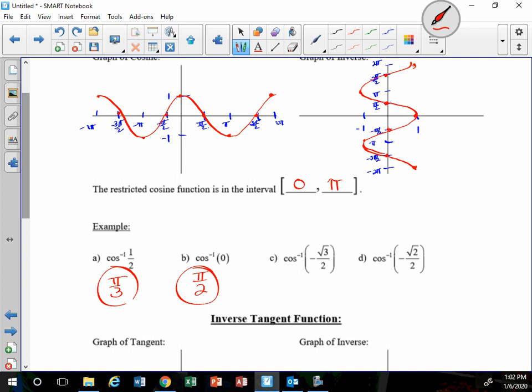Okay, next one, inverse cosine negative root 3 over 2. Guys, it's negative, so it cannot be first quadrant. It's got to be second quadrant. What do you think? What do you say? 5 pi over 6. Good.